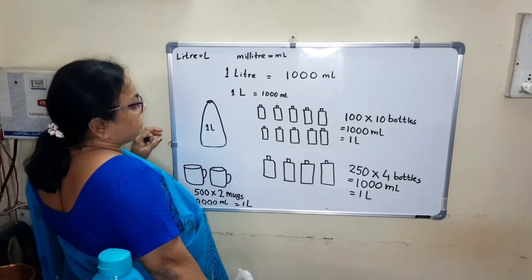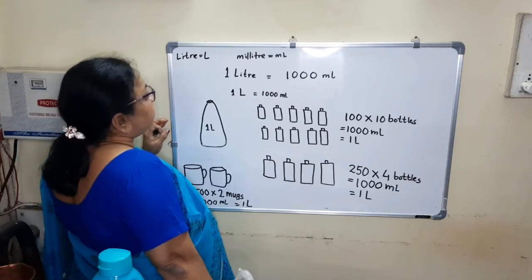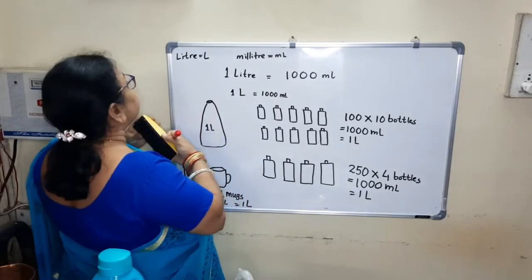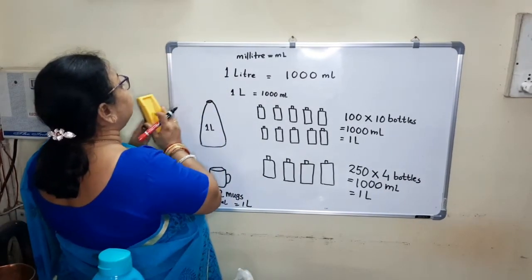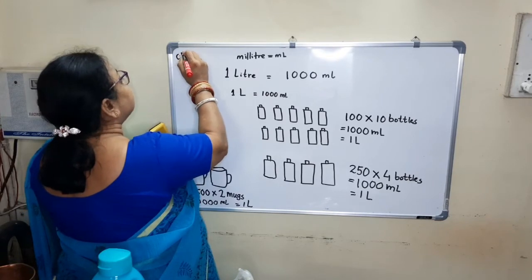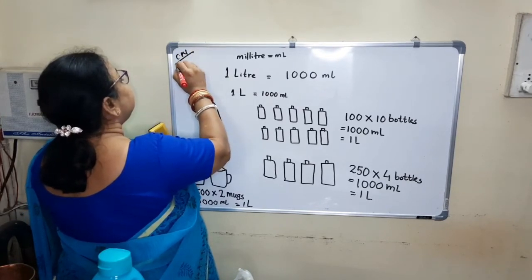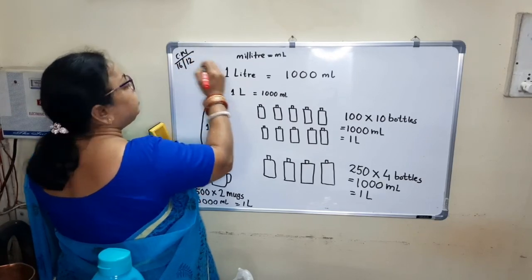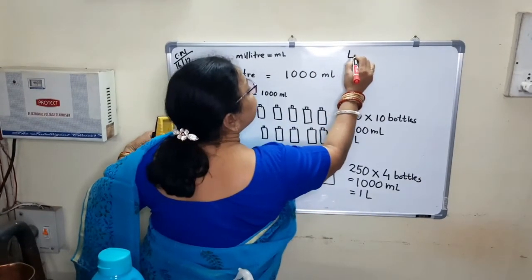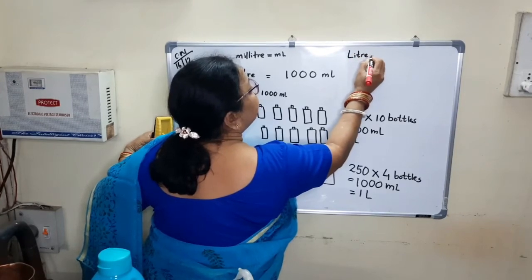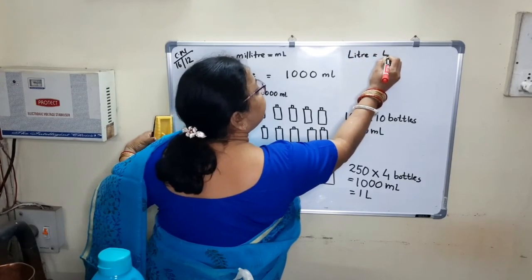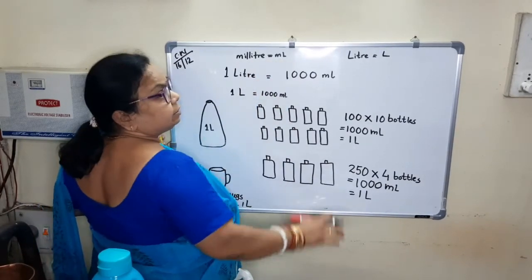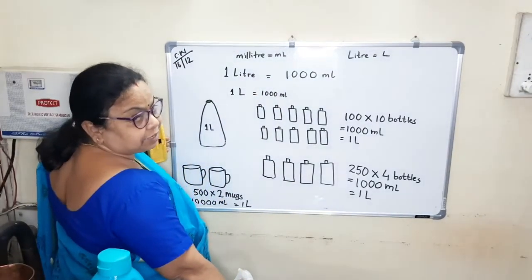Now, children, in this class work, dated 16th December, you see, liter is equal to capital L and milliliter is equal to small ml.